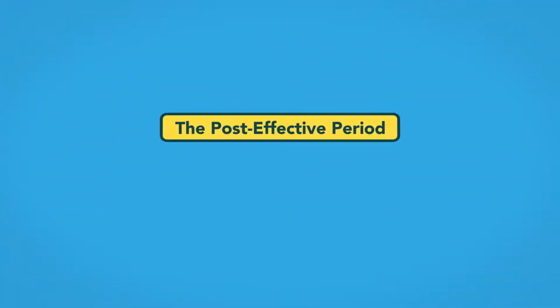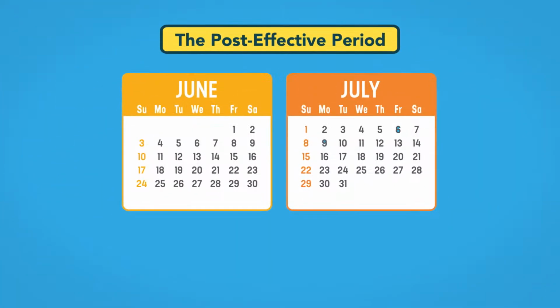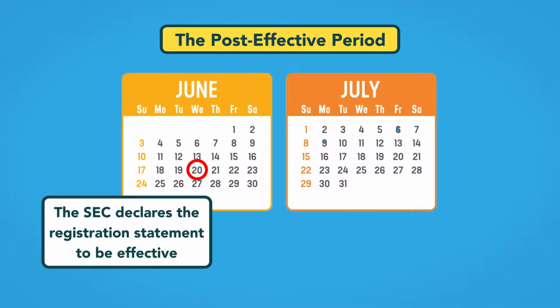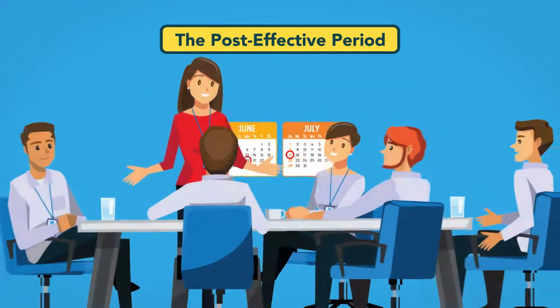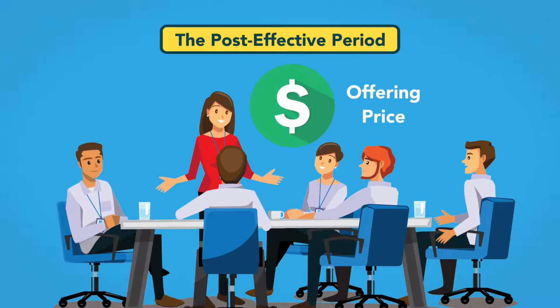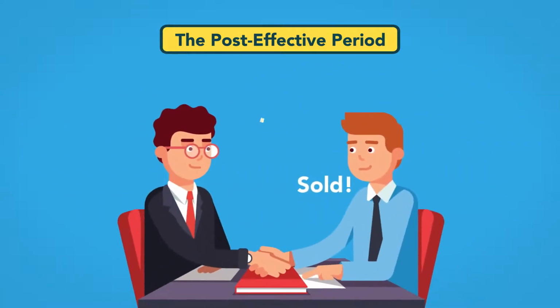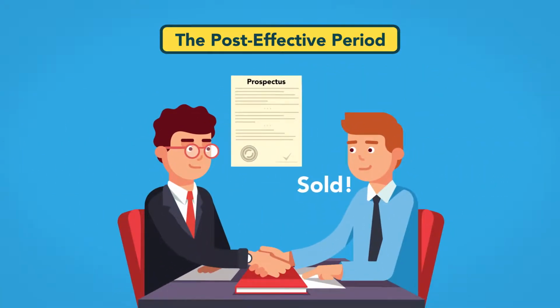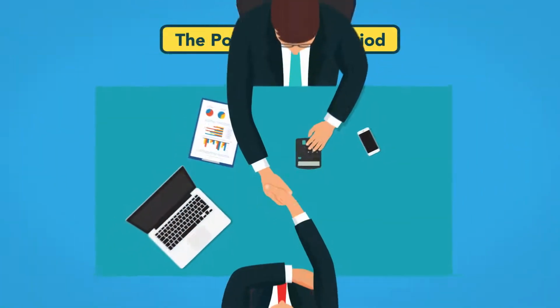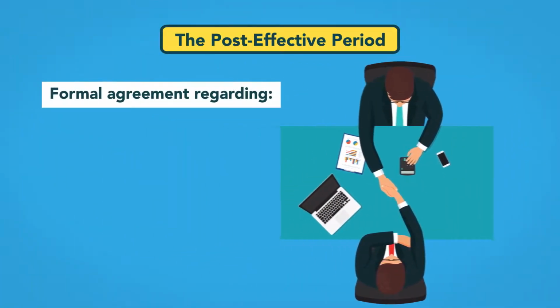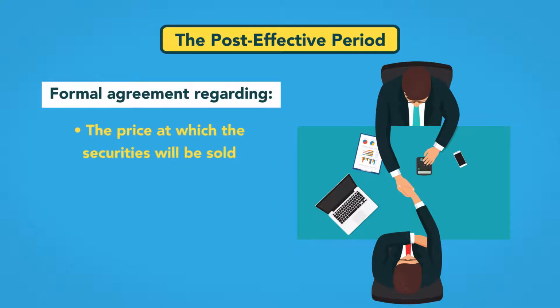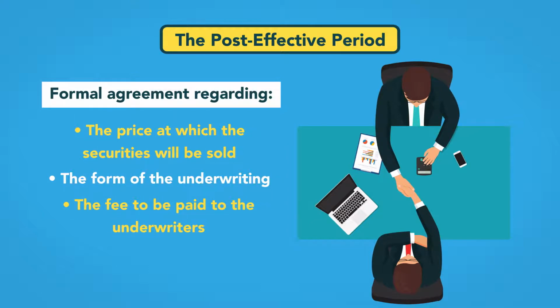The post-effective period. The post-effective period begins when the SEC declares the registration statement to be effective and ends 25 days later. During this phase, the company and underwriters determine the offering price based on the feedback that they received from prospective investors during the waiting period. Sales are permitted, though offers to sell must be accompanied by the final prospectus. During this period, the company and underwriter enter into a formal agreement regarding the price at which the securities will be sold, the form of the underwriting, and the fee to be paid to the underwriters.